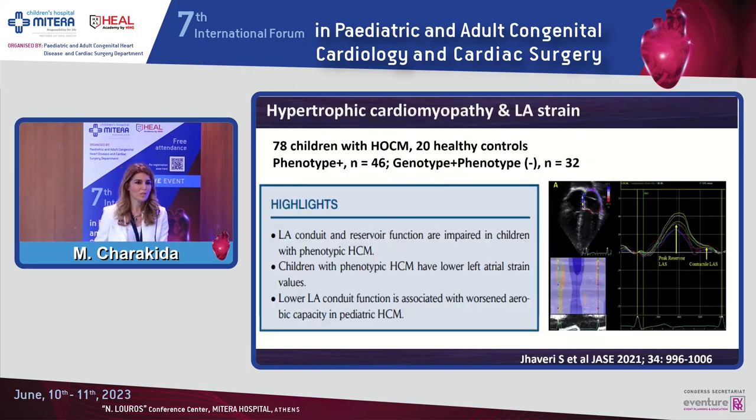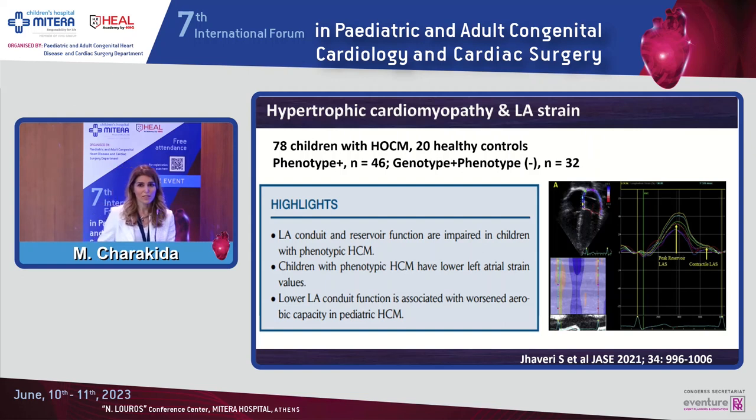In hypertrophic cardiomyopathy patients, we discussed a little bit about cardiomyopathies in the past. What do we use in adult studies? The left atrial strain is coming up as an important measure to use in order to stratify these patients for the exercise capacity. And we have similar evidence in children. This is a nice study published in JASE in 2021 in 78 children with HOCM, and comparison was made with a small group of healthy controls.